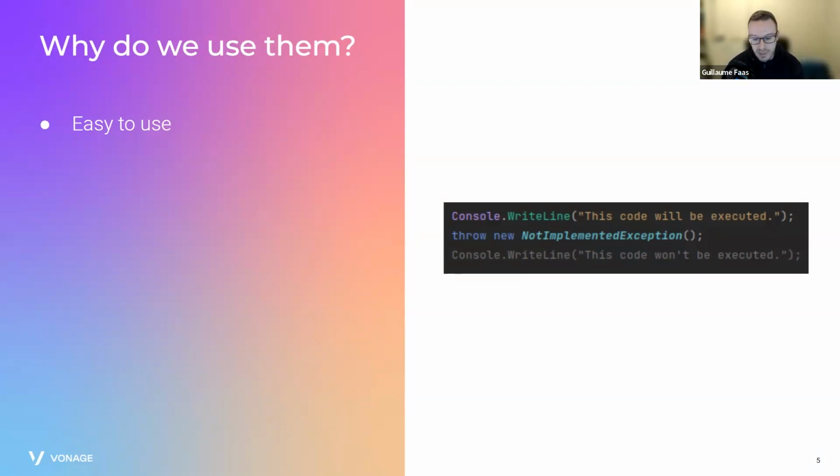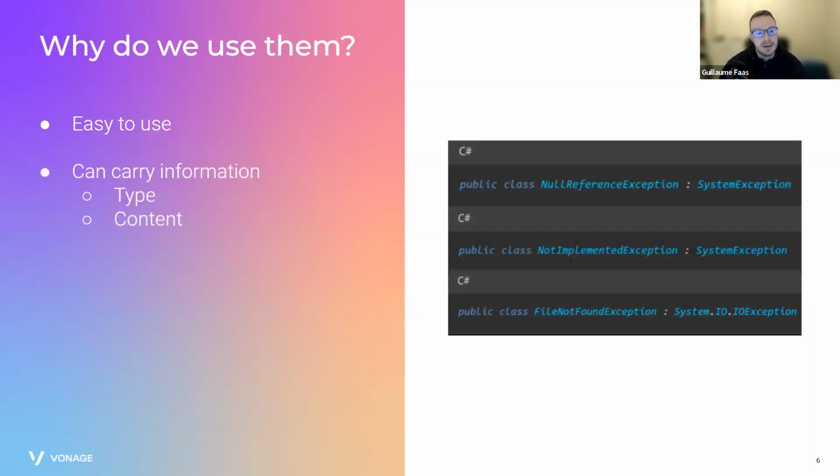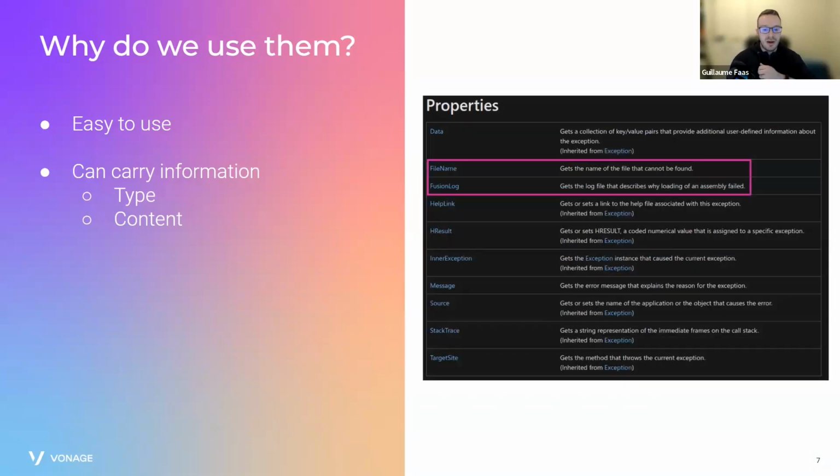That's cool. They also can carry information. By information, I mean two things. First off, the type, and the type is already very meaningful. If I tell you NullReferenceException, you know what it is. If I tell you NotImplementedException, you know what it is, etc. You see the type, you are kind of already able to know what happened and maybe why. And they can also carry content. So you have an exception class, a base class, sorry, that contains already tons of information. And every specific exception will contain its own specific information as well.